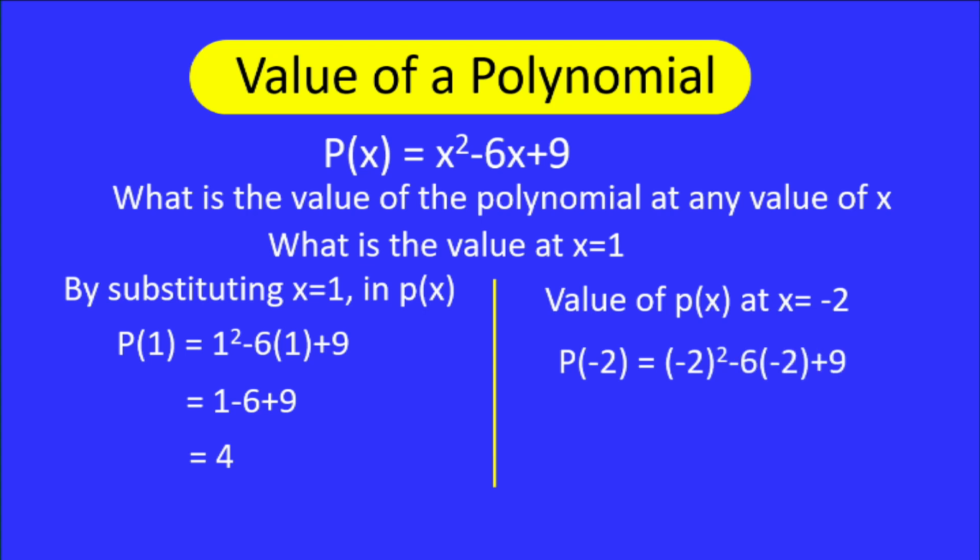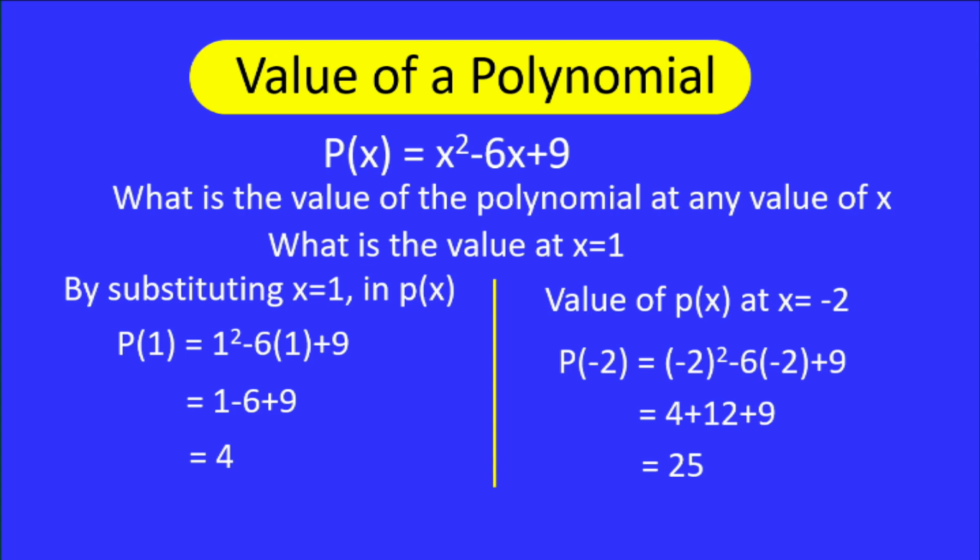Replace x with minus 2 now. So it is minus 2 whole square minus 6 into minus 2 plus 9. So the value of this polynomial at x equal to minus 2, hence the value is 25. P of minus 2 is equal to 25.